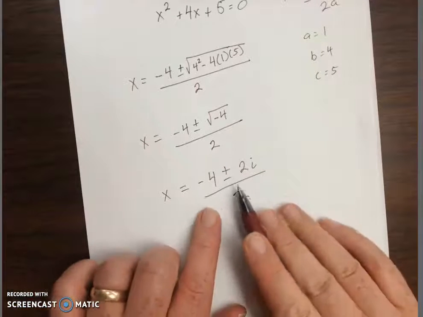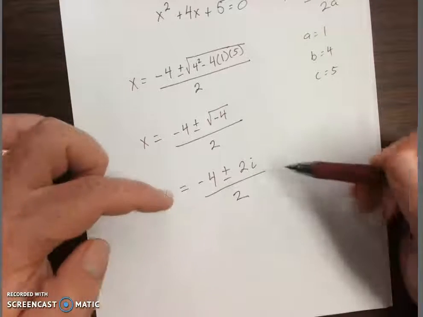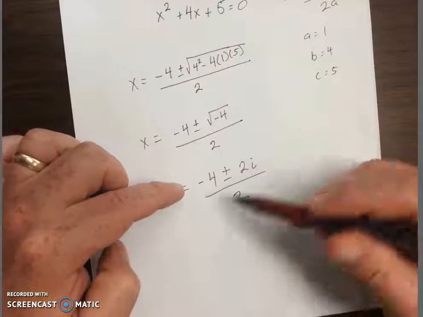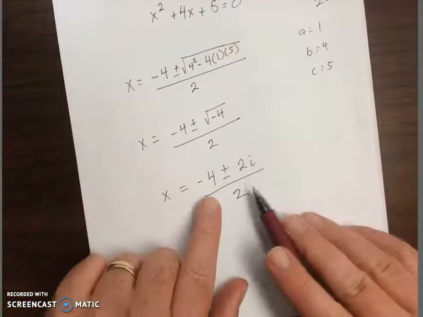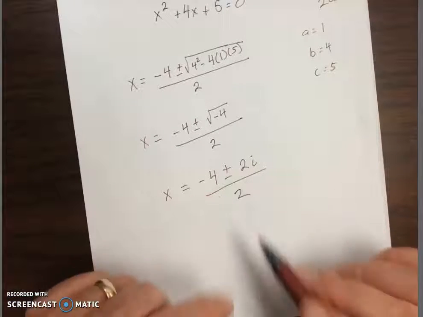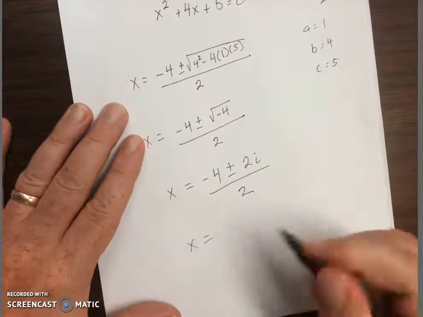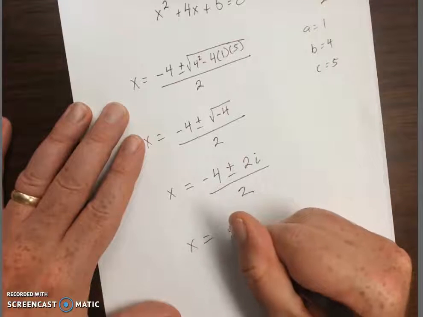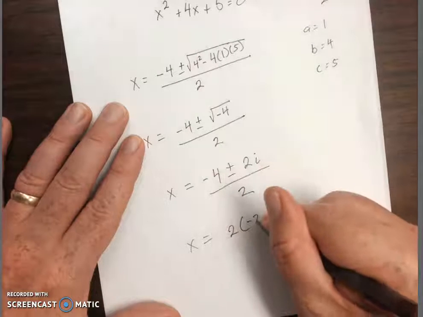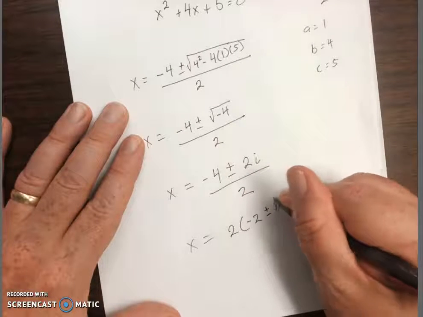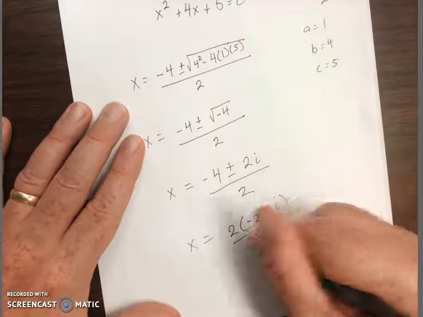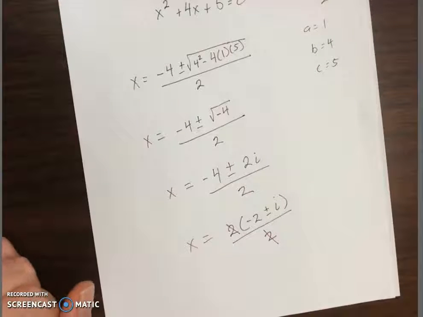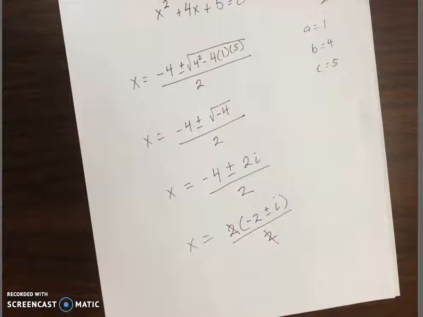Now, this is like any other addition and subtraction. Anytime I have this binomial up here over a monomial, I've got to be able to factor something out of both of these in order to be able to reduce. And it just so happens that this time I do. 2 will go into 4, so I can factor out a 2. That leaves me with a negative 2 plus or minus i over 2. And so those reduce. So my two roots here would be negative 2 plus or minus i.